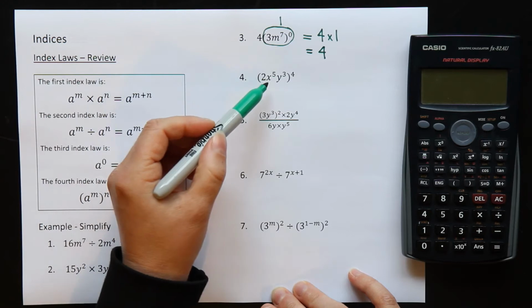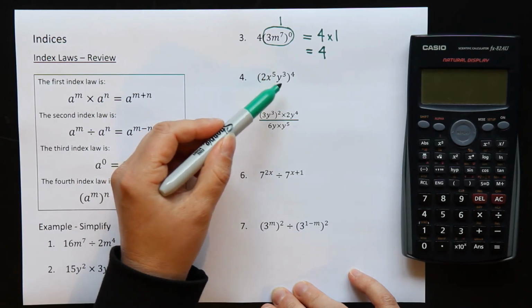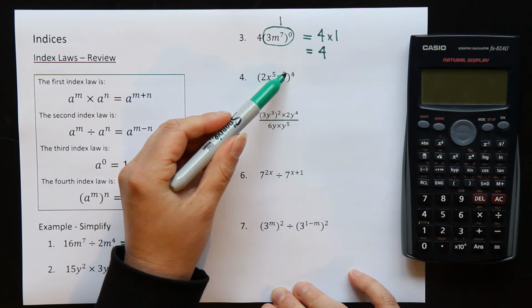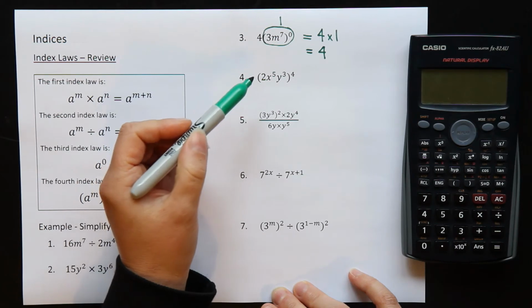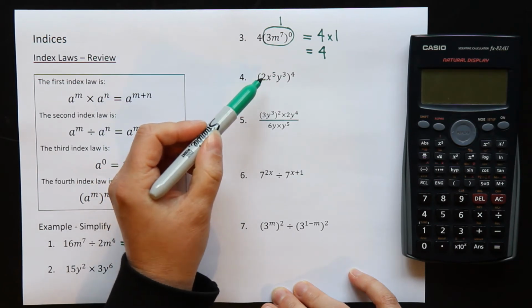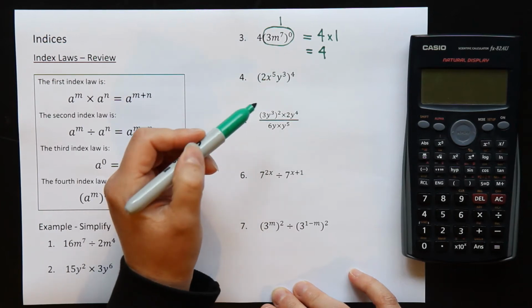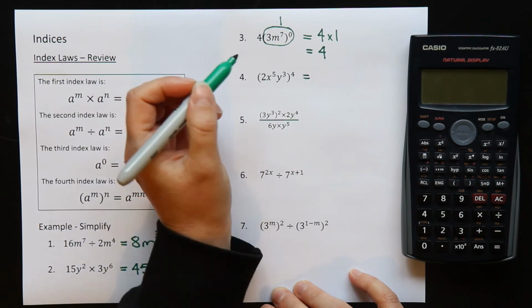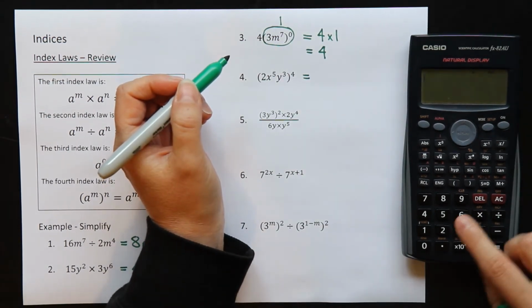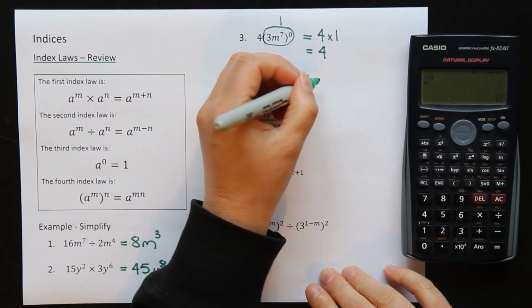Question 4, we have some brackets here. We have 2x to the power of 5 and y to the power of 3, and all of that is to the power of 4. Okay, to do that, we have to put 2 to the power of 4. So that's 2 times 2 times 2 times 2. You may know that, or if you don't, remember you can use your calculator. 2 to the power of 4 equals 16.